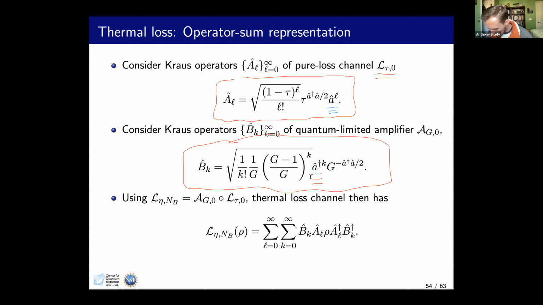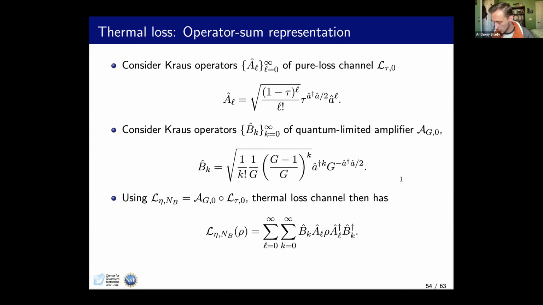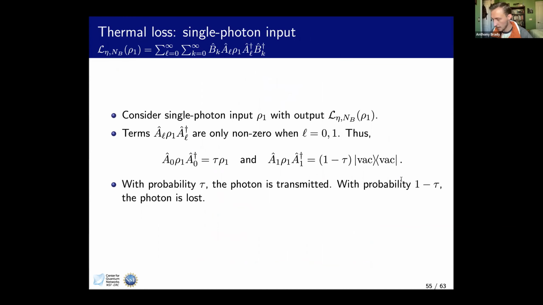And then using this decomposition, it should be clear that the operator sum representation, or the Kraus representation, for the thermal loss channel is just given by a combination of these Kraus operators. And we'll use that to see how a thermal loss channel affects a single photon. Okay, next slide. All right, thank you.